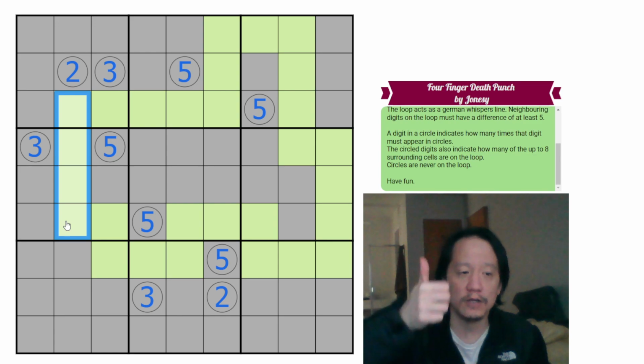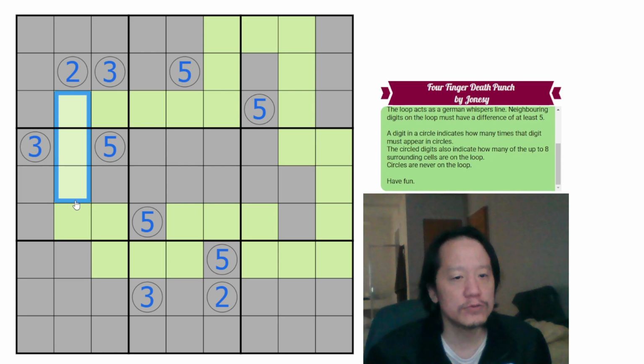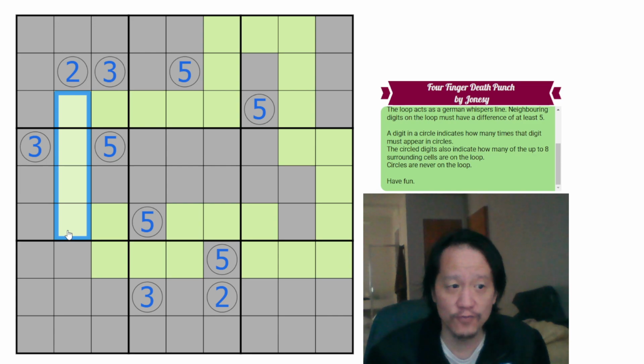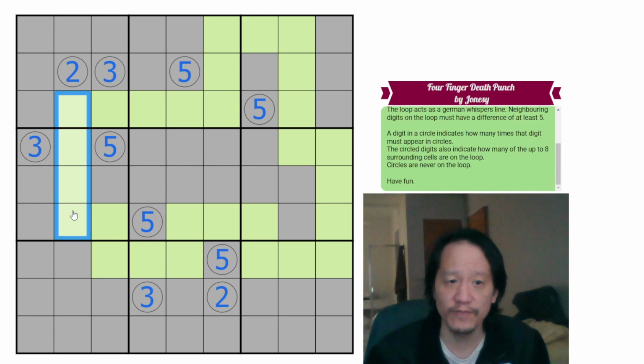So it's always low, then high, then low, then high. Therefore, we know there's 2 lows here and 2 highs here. But the lows can't be 2 or 3. It has to be 1 and 4 because the 2 can't be here because of this 2. The 3s can't be here because both of these are 3, and that eliminates all possibilities for 3. Therefore, there must be a 1 here, and there must be a 4 here.